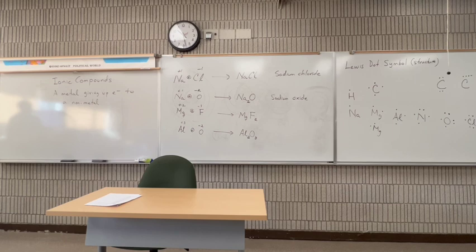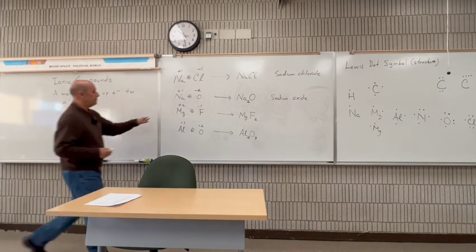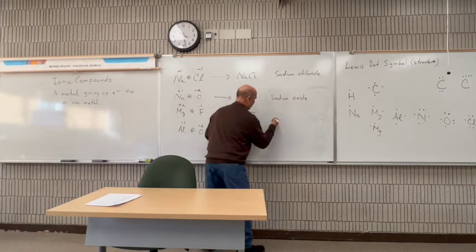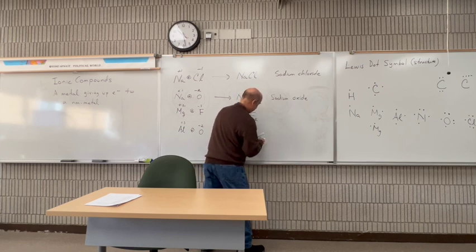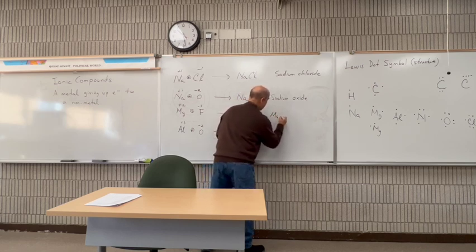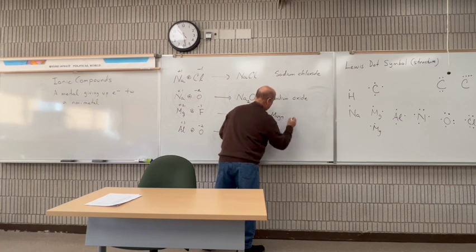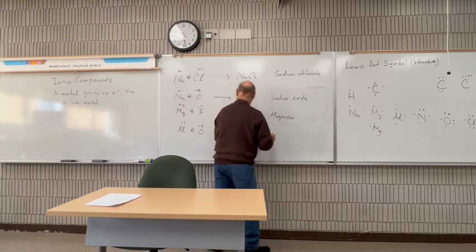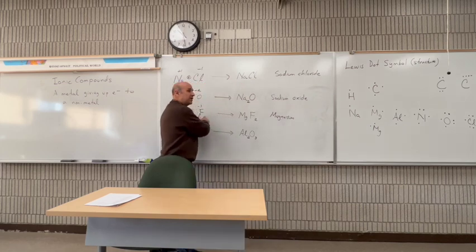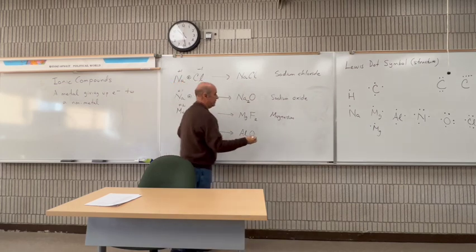One quick second here. And then let's predict the name of the third one. So we have the name of the first element, magnesium. The first element, the metal, never gets renamed. It's just the name that appears in the periodic table. Magnesium. And then fluorine becomes fluoride.